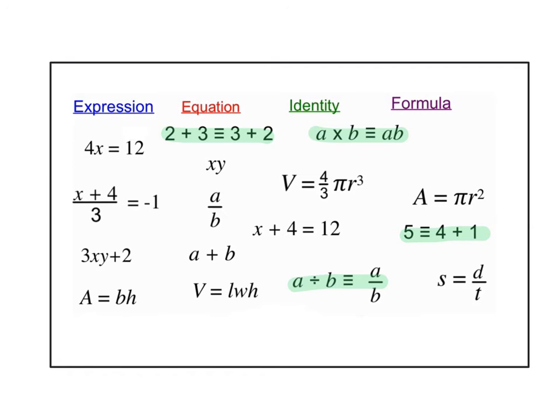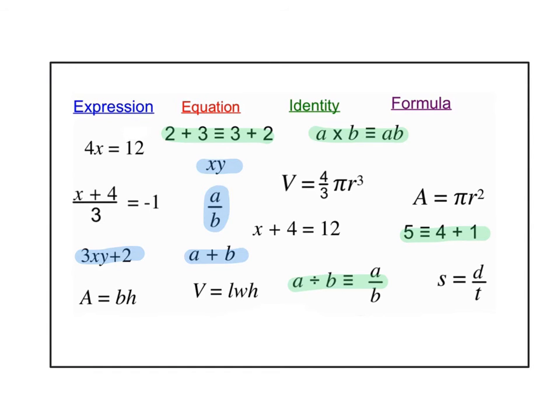Next up, anything that doesn't have an equal sign is an expression. So let's highlight these. So we've got xy as an expression, a over b is an expression, 3xy plus 2, a plus b, and all the rest have equal signs.